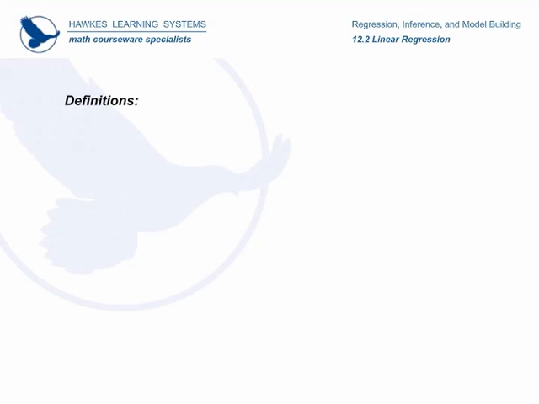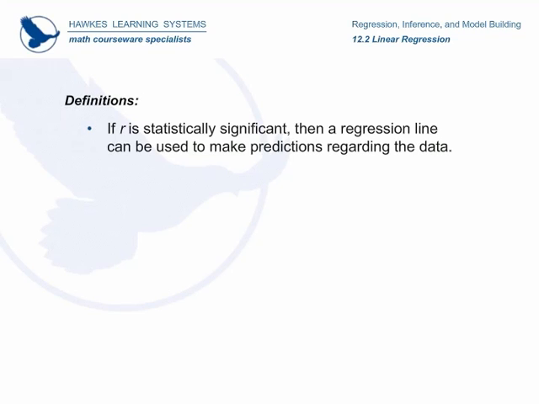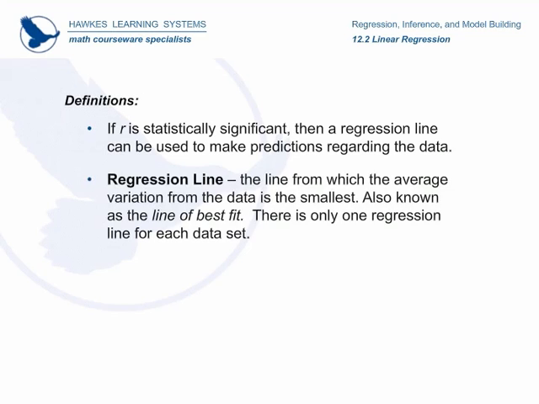Now let's take a look at our definitions. If r is statistically significant, then a regression line can be used to make predictions regarding the data. So for our first definition, regression line, that's the line from which the average variation from the data is the smallest, also known as the line of best fit. There is only one regression line for each data set, so there's only one line that is the best fit between the data points.